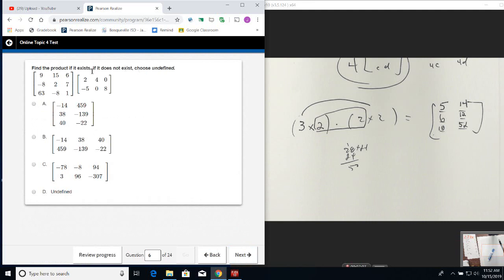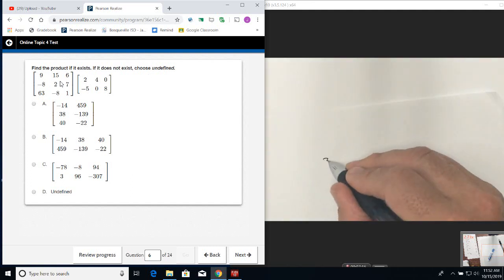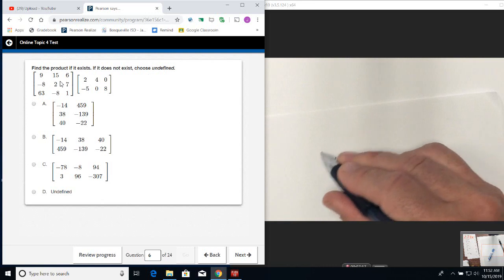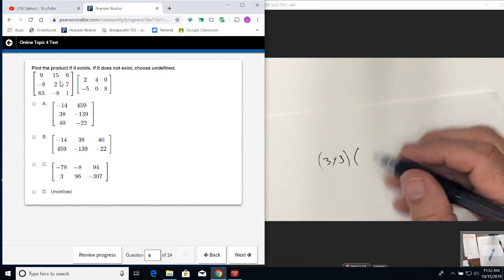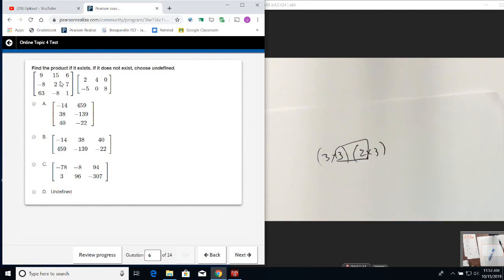Find the product if it exists. If it does not exist, choose undefined. So first of all, what's the size of this first matrix? So 3 by 3. And we're multiplying that by a 2 by 3. Is that possible? Not possible. That's undefined. That would be D. Got it?